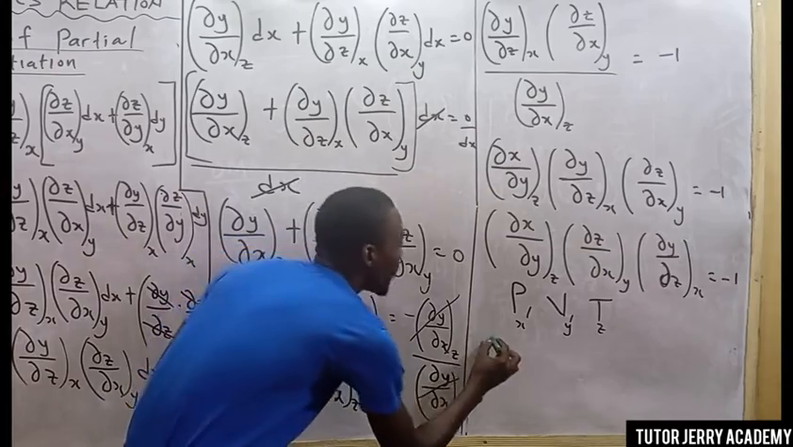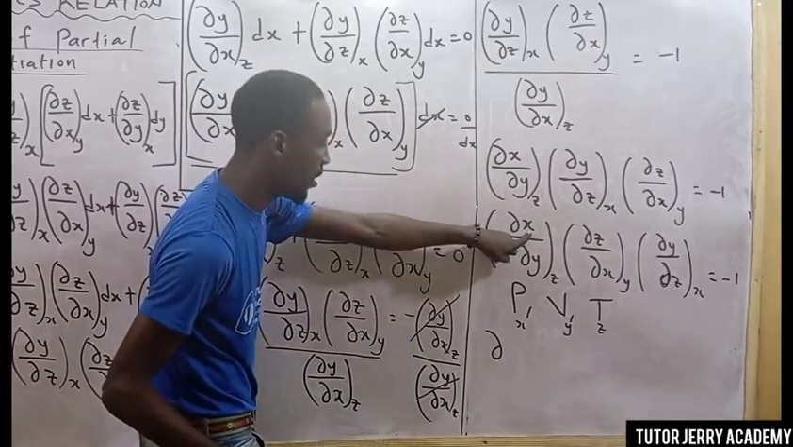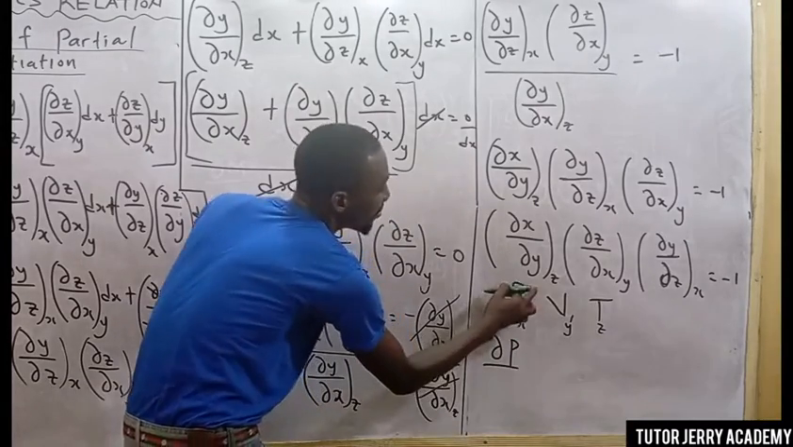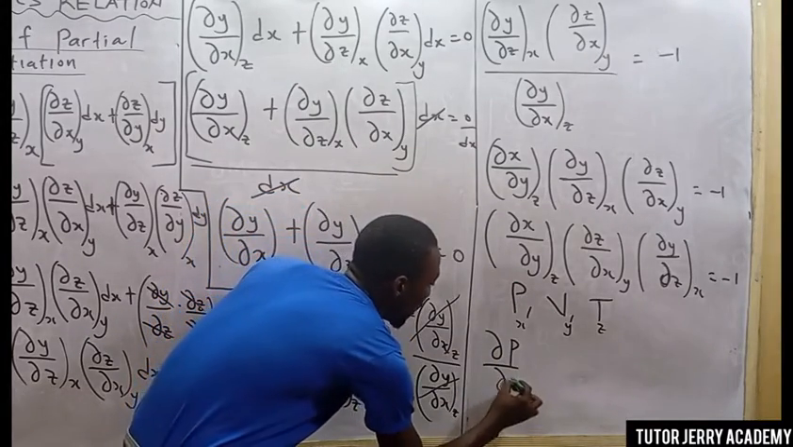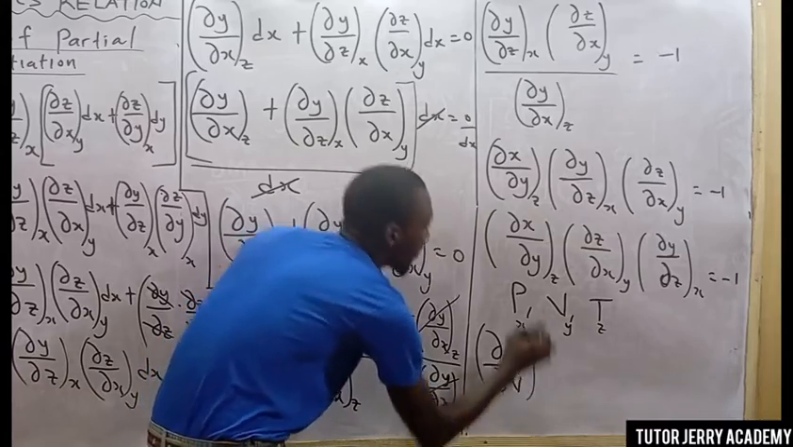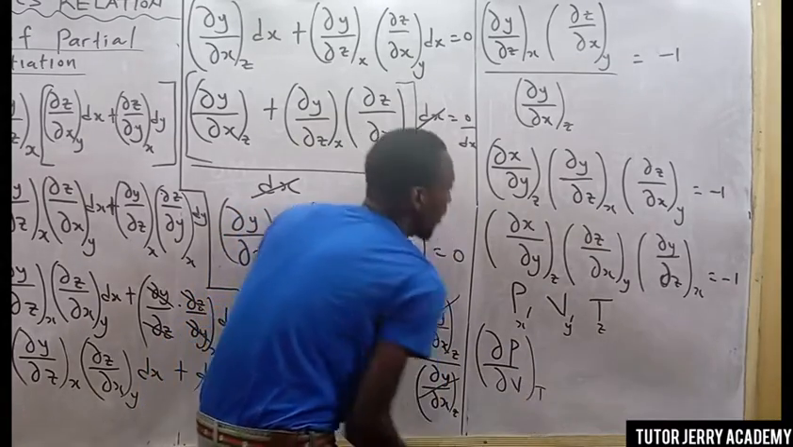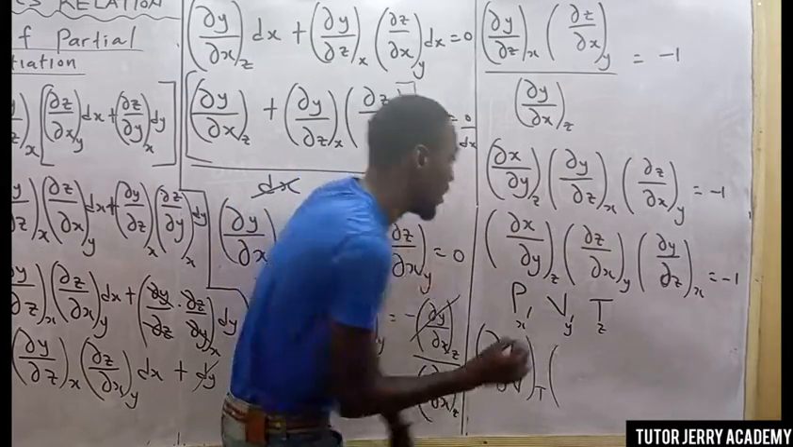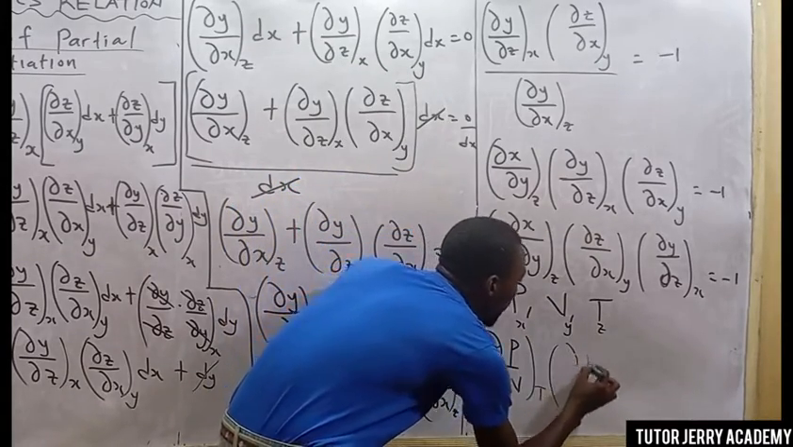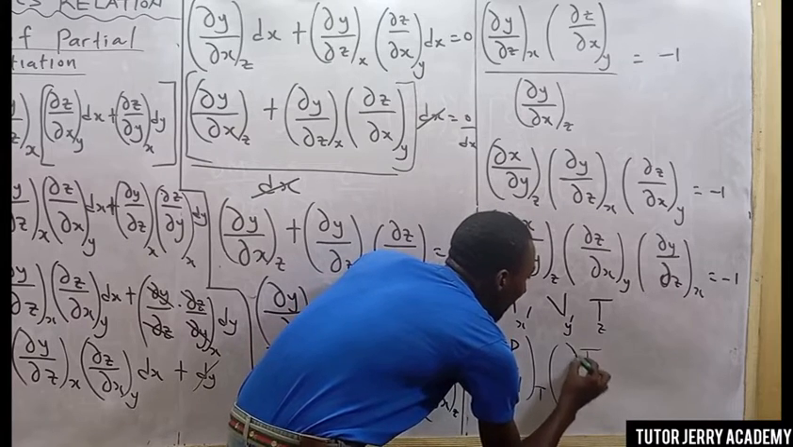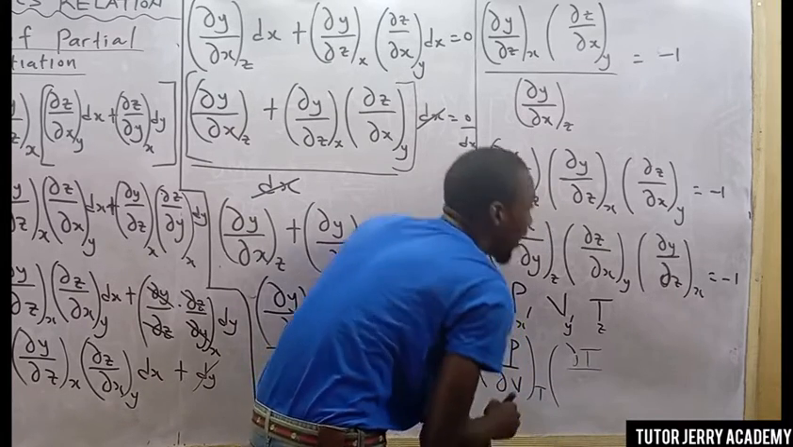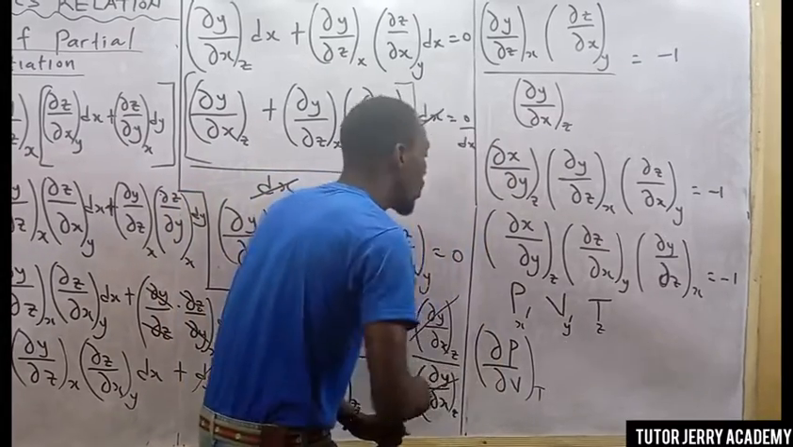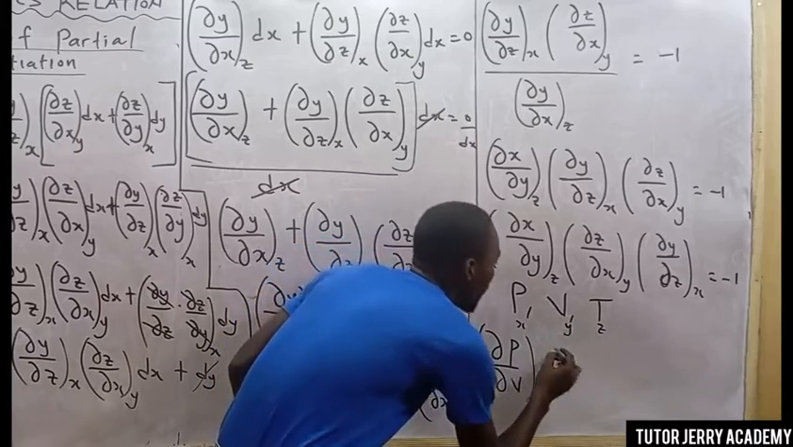So here we are going to have partial derivative of s. What is s here? Which is P. It's going to be partial derivative of P all over partial derivative of y, which is what? V. Then keeping z constant, z is what? T. Then into partial derivative of z. What is z? T.